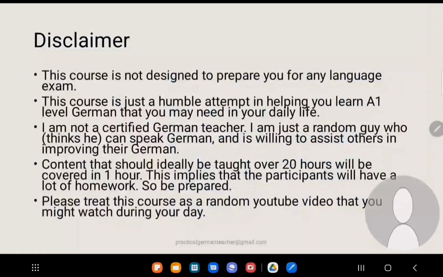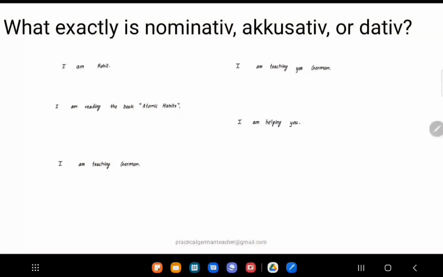So let us start. This is a disclaimer. Let's look at these 5 sentences. With these 5 sentences, I will try to help you understand what exactly is nominative, accusative, or dative case. I have not listed genitive over here because it is the simplest one to understand. That is why we will talk about it just when we are done with nominative, accusative, and dative. Okay. Then let's start with this sentence.